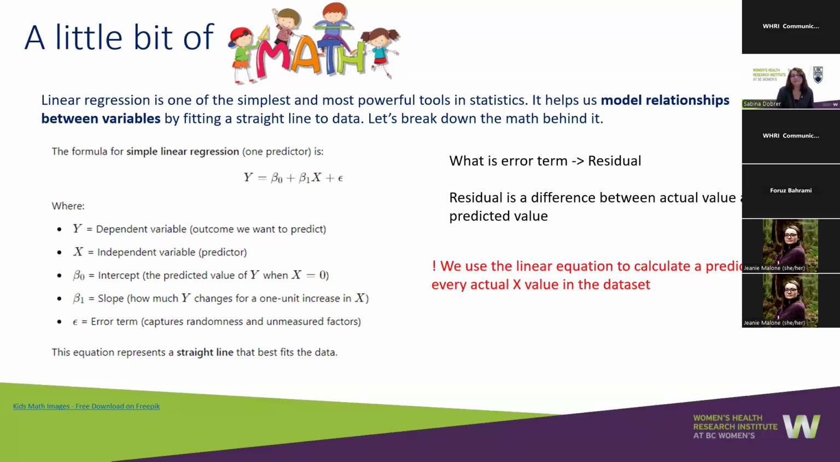So our formula is simple. It's y equals beta 0, where beta 0 is our intercept, plus beta 1 x, plus epsilon. Epsilon is actually our residuals. Residuals, as we talked about before, will show us how different our actual points are from the regression line. So y will be the dependent variable, x will be the independent variable.